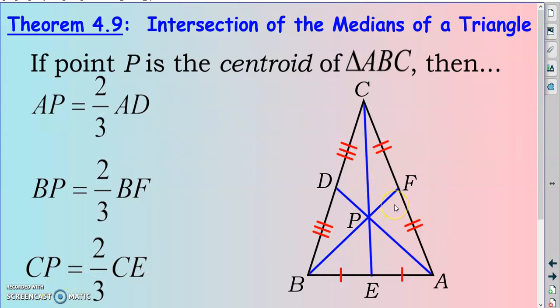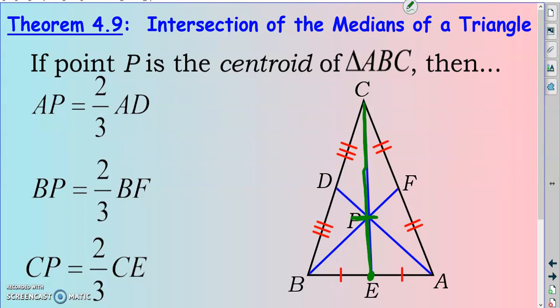So if point P is the centroid of triangle ABC, then what we're going to do is split one of the medians up into thirds. So how do we do that? I'm going to focus on median CE. We're going to first start at the midpoint. From the midpoint to the centroid is 1/3. And then from the centroid to the vertex C is 2/3.